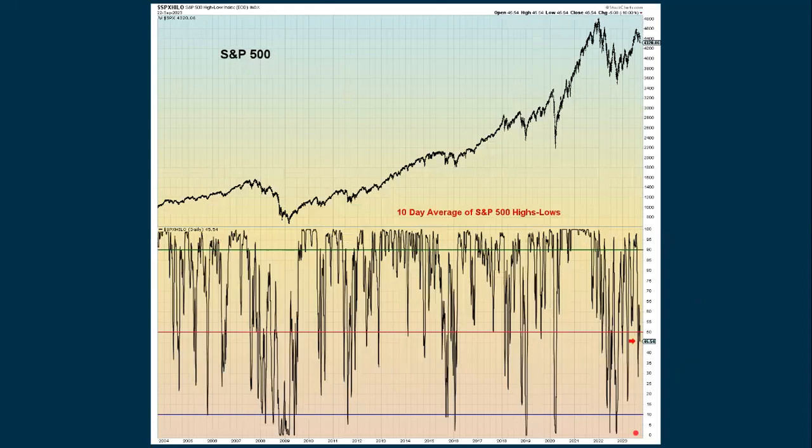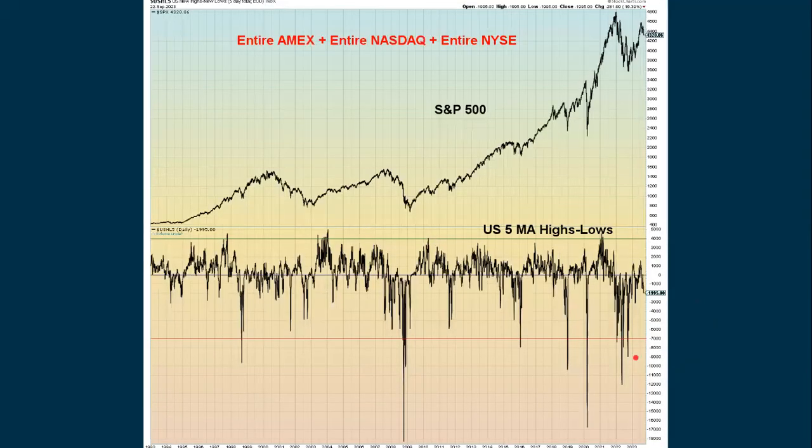Then we look at a 10-day average of the S&P 500 highs minus the lows. The negative thing about this chart is we're dropping below 50. Now, we can also use this as an oscillator. When we get to extreme positive readings or extreme negative readings, we're far away from that right now, but we are leaning more negative with this chart. Then we look at the Amex, the NASDAQ, and the NYSE, and we take a 5-period moving average of their highs minus the lows. When we're below zero and declining, that's more negative, and that's a broader measure of the market.